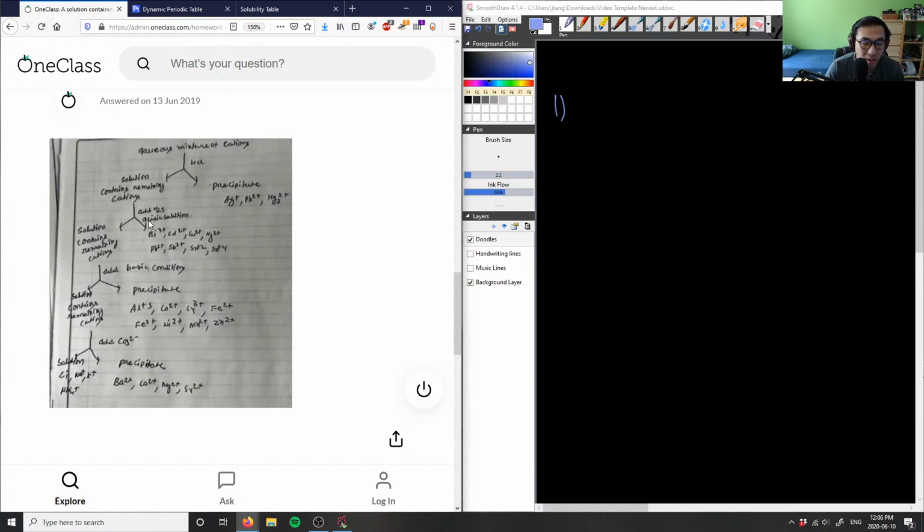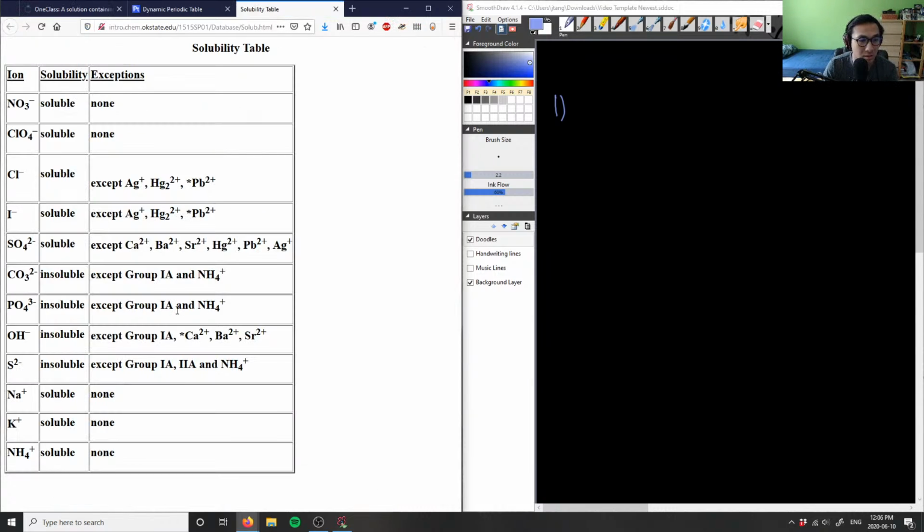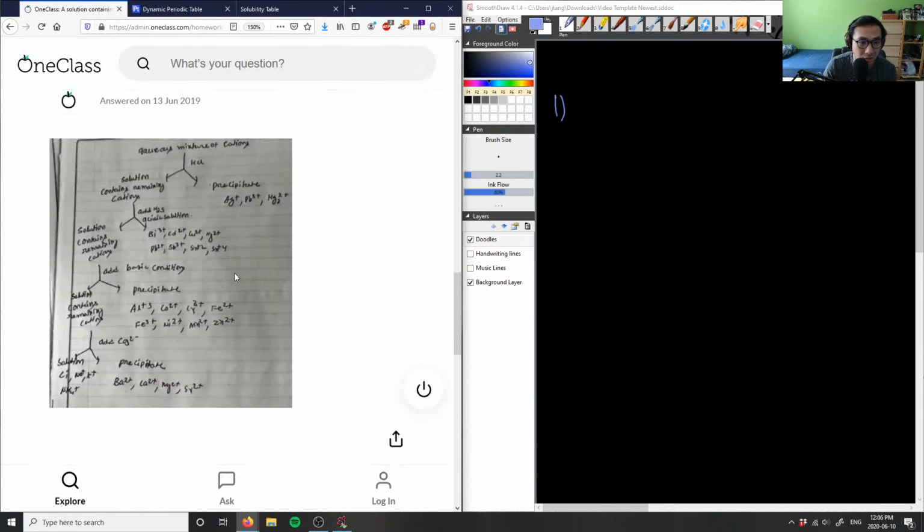If we're adding H2S to an acidic solution, these ones here are going to be insoluble. These are going to create a precipitate because, as you can tell with sulfide here, it's insoluble except for group 1, group 2, and NH4. So in this case, these ones are going to be insoluble in H2S because it's an acidic solution.